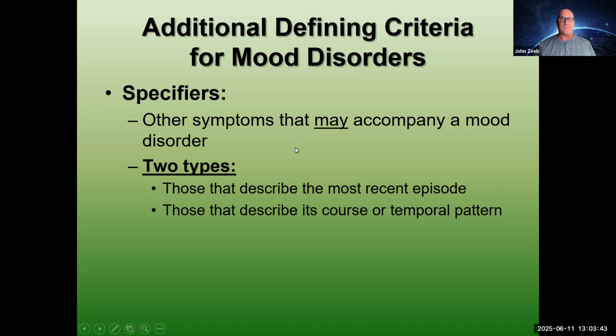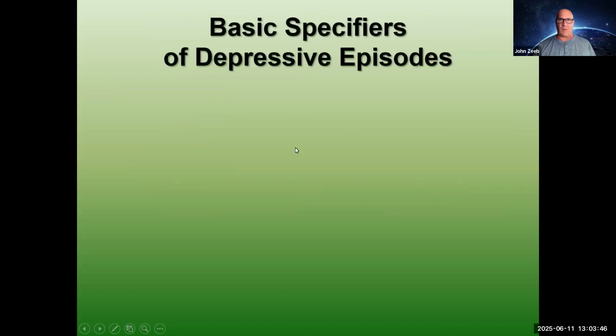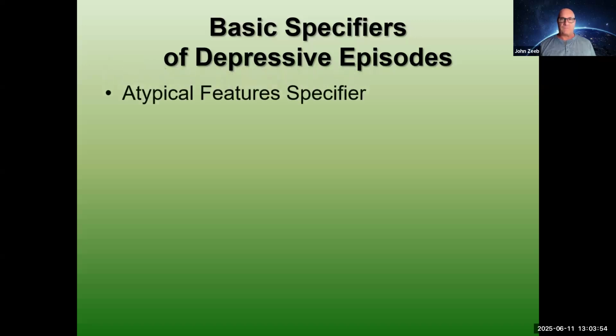There's a little bit of a list here, and we'll go through them one by one. So these are our basic specifiers of depressive episodes. The first grouping is what we call atypical features. In other words, these are unexpected features that we would note in the client. So this applies to depression, but also persistent depression, but not mania. Some of these apply to many forms of depression or only certain ones. In this case, it applies to major depression and persistent depression.